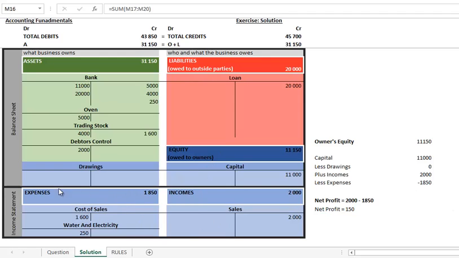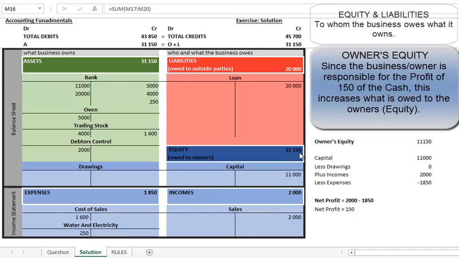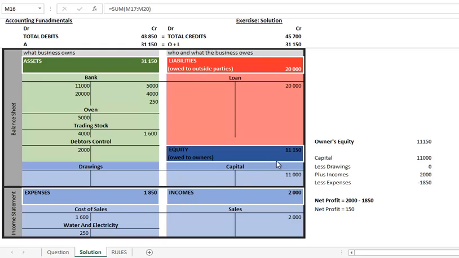So you can see that the income statement of 150 Rand actually is included in the balance sheet in the equity figure. And this is how the income statement is integrated into the balance sheet, into my equity figure.